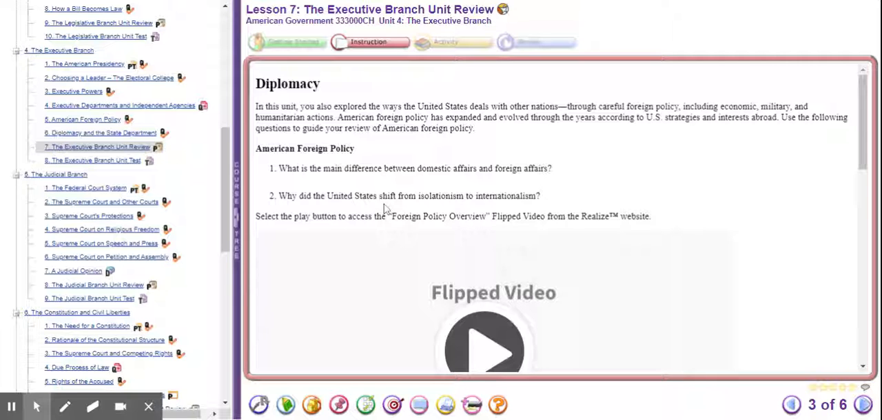What is the main difference between domestic affairs and foreign affairs? Remember, domestic affairs deal with things that are happening within the U.S. Foreign affairs deal with things that happen with other countries. And why did the U.S. shift from isolationism to internationalism? Remember, we talked about that big shift that took place in American history from we were really isolated to we were really involved with what was going on with other countries.